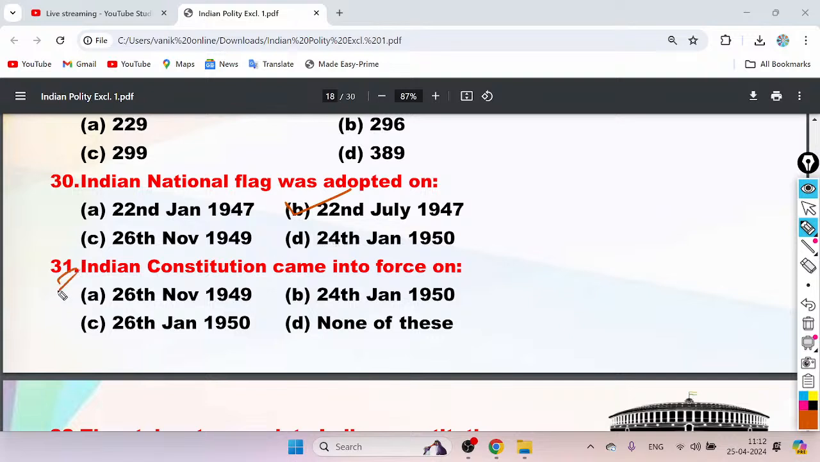Next, 31. The Indian Constitution came into force on 26 January 1950. This is a very easy question, but why was 26th January chosen? On this day in 1930, the tricolor flag was hoisted on the bank of the river Ravi, in the aftermath of the Lahore session of the Congress in December 1929. So the answer will be C. And India became a republic on this day.